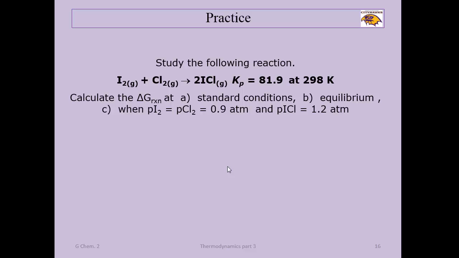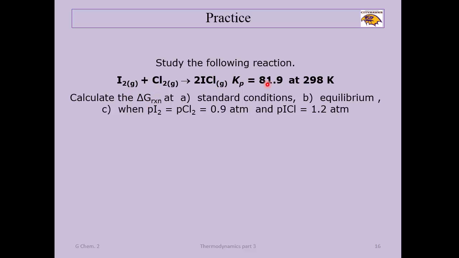Okay, so now we've looked at ways to calculate the free energy at any time as a reaction proceeds. So we're going to do a little practice problem here where we react iodine with chlorine to make an iodine-chlorine molecule. Here at standard conditions, we know the equilibrium constant, these are all gases, so we'll use Kp, is 81.9. At standard conditions, 298 K, which means that all of these are at 1 atmosphere. Can you find the free energy?